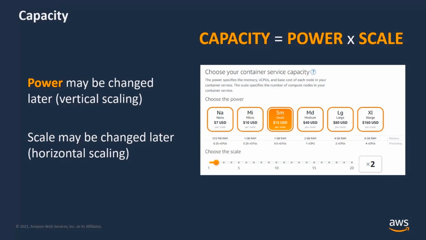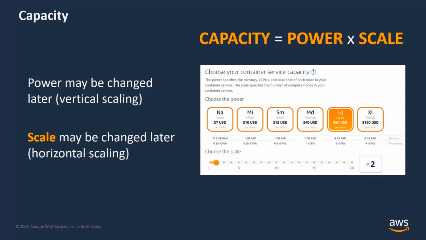You can also change the power of your container service once it's been created. When you do so, the nodes powering your service will be replaced with no downtime to your container service, ensuring your customers still have a happy experience. Changing the power of your container service is considered vertical scaling, or making your box bigger. You can increase the power of your service or decrease the power of your service as your needs dictate.